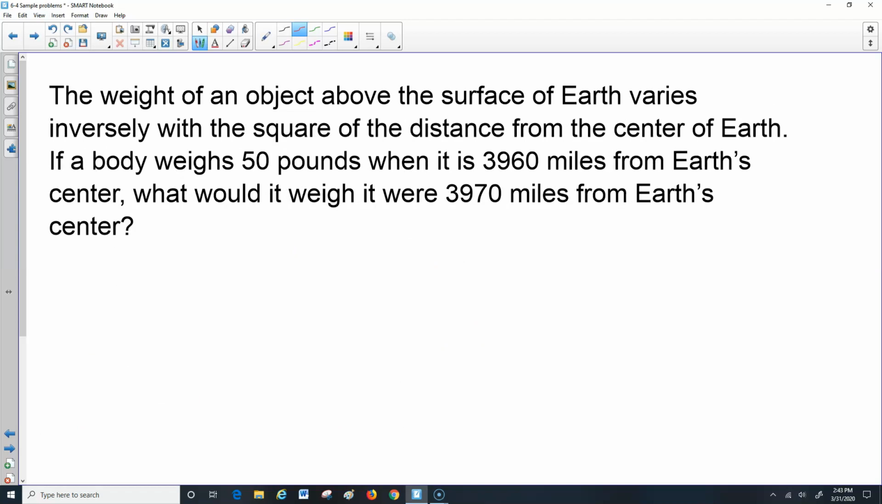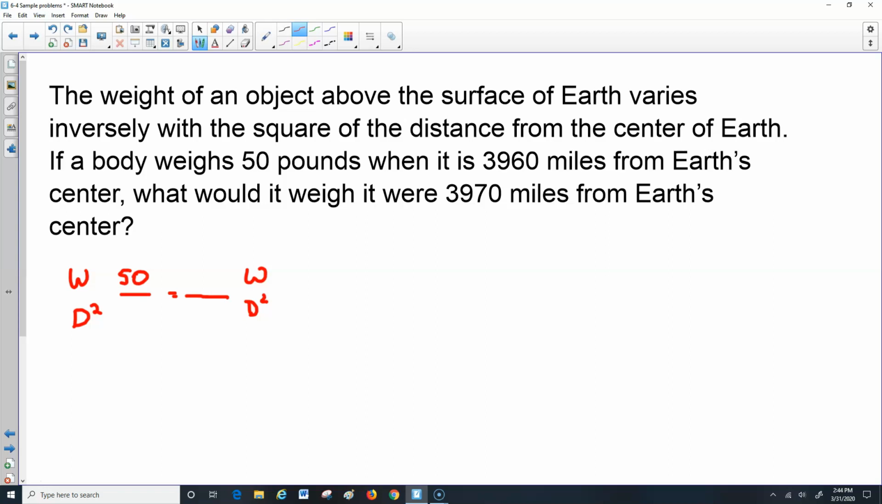Now let's try the same problem, but using proportions. So we're comparing two things here, weight and distance. But it's not just distance, it's square of the distance. So in each fraction we write, we'll compare those two things, weight and square of the distance, in that order. Now here's the thing we have to be careful of. This one's inverse variation, so we have to be careful about the order we put things in our fractions. It says a body weighs 50 pounds, so we'll put that in the numerator of the first fraction. When it's 3,960 miles from the Earth's center.